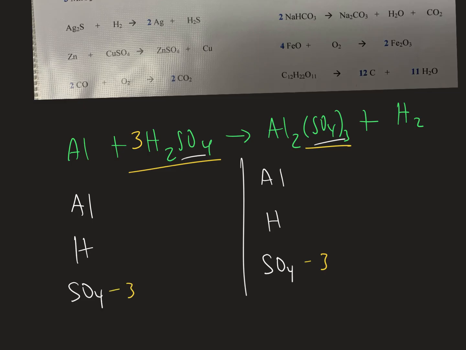So that makes it so that we have how many hydrogens over here? 6. So we better have 3 right there to make us have a 6. 2 aluminums. So we better put a 2 in front of that. Just go back and forth till you got it. Did that help? Or do you have a question?